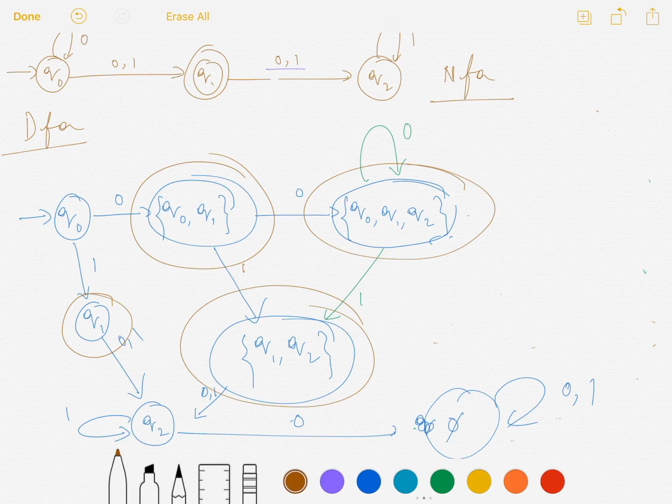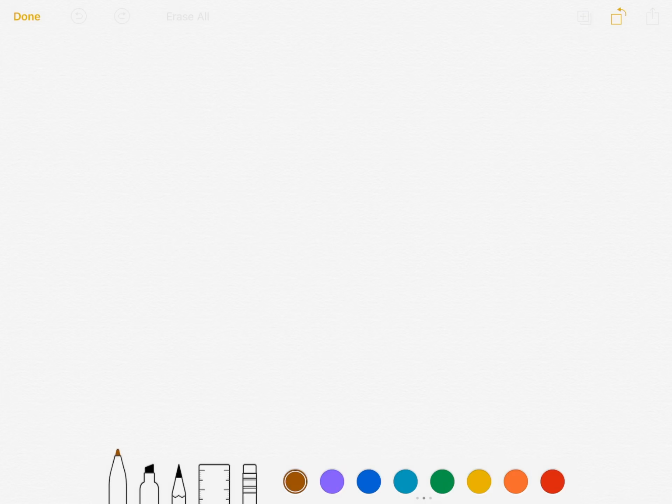Hope you have understood that it becomes a little bit complex because all the properties are not maintained in the NFA, so we have to consider all the states. Now, let us see another example.